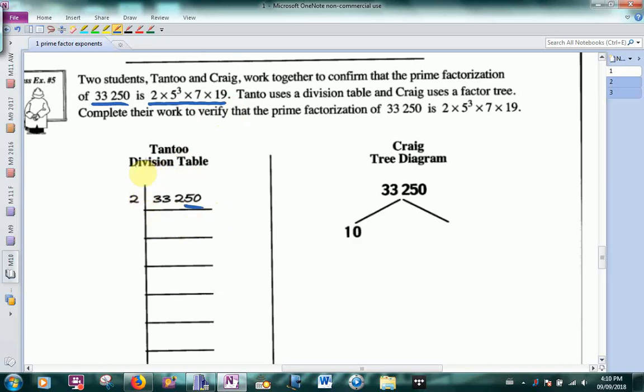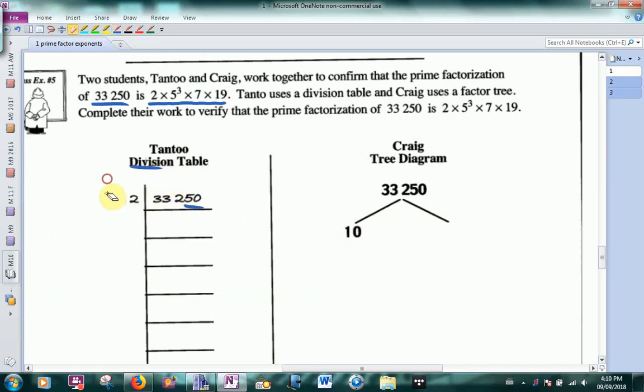Okay, now division table, I just want to note, you might say, okay, 10 goes in there, but you can't do that with a division table. These have to be prime numbers, okay? You can't take a 10 out, because then you got to split that down into 5 and 2, and then it's not really a division table. It looks like a hybrid of a division table and a tree diagram.